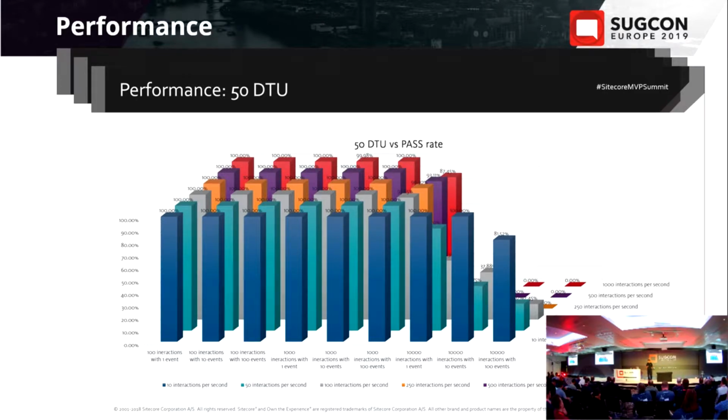So the first slide was 10 DTUs, which is super basic. Going up, this is 50 DTUs and say 100,000 interactions with events at a scale of, what was that? Yeah, 100 a second, 500 a second, and the one at the very back is 1,000 a second. You're not getting any data loss. So the bottleneck really is the database in this instance.